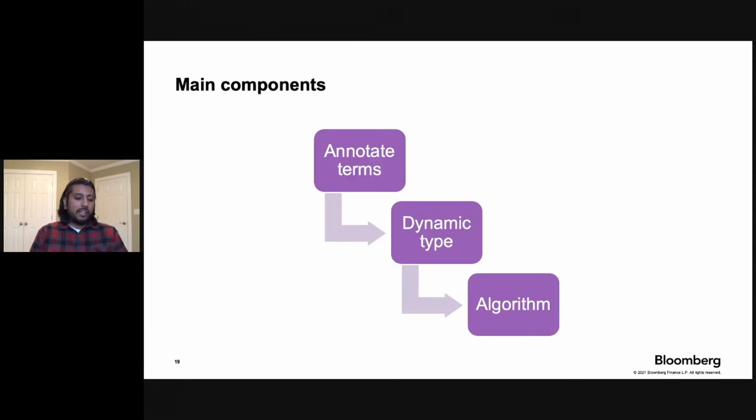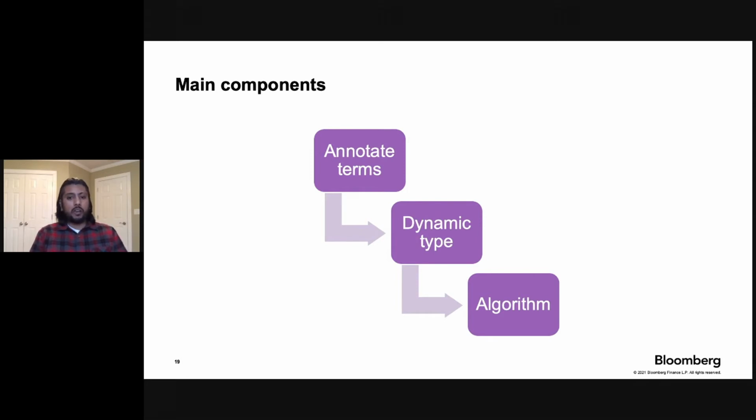So we identified three main components for introducing gradual types into a language. First, you're going to need the ability to annotate your terms so that you can differentiate between what is inferred and what is explicitly dynamic. Second, you're going to need to add this dynamic type to your list of existing types. And third, you're going to need an algorithm to unify your dynamic types with other types and type variables.